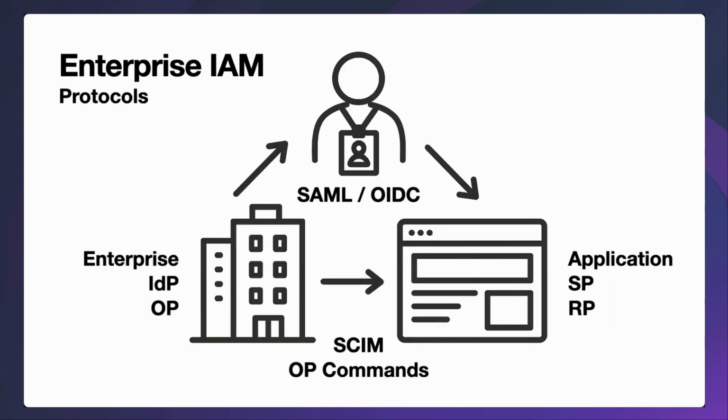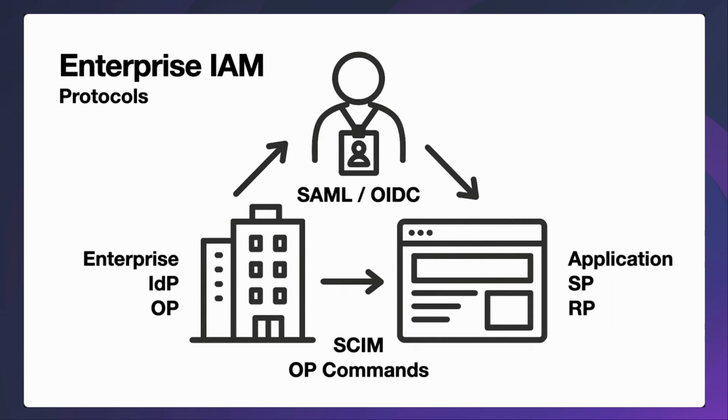Enterprise identity access management protocols. And so here's how they fit together. So at the top, we've got your user, your employee, and they log in from the enterprise, often also called the identity provider or OpenID provider. And they log in from there, and then they end up at the application and providing a token of some kind or assertion that establishes who they are.